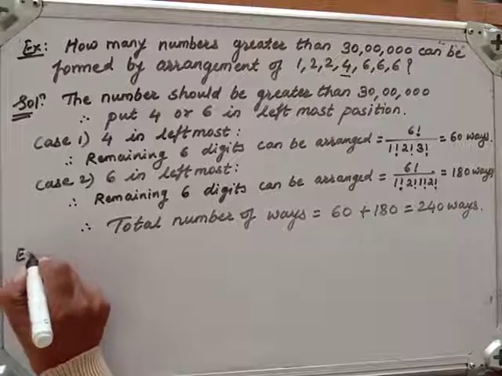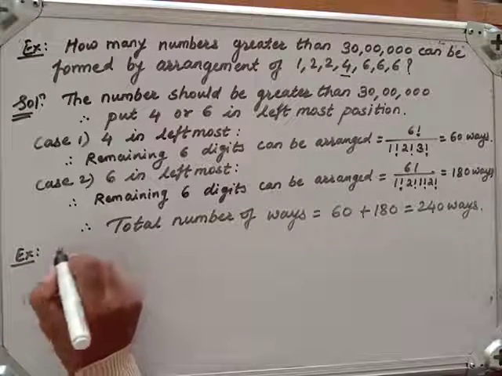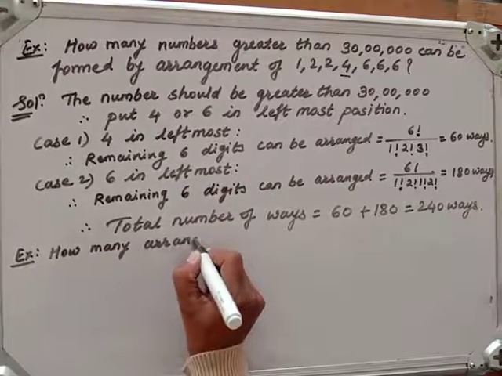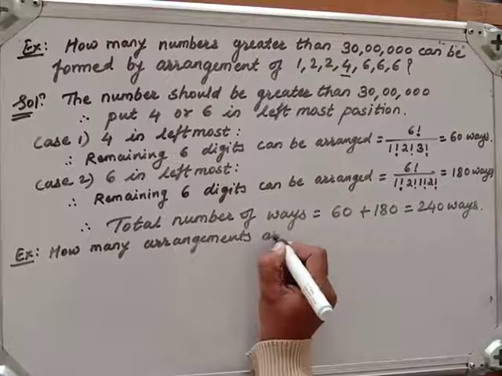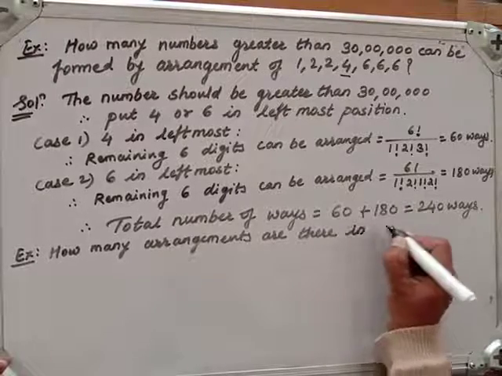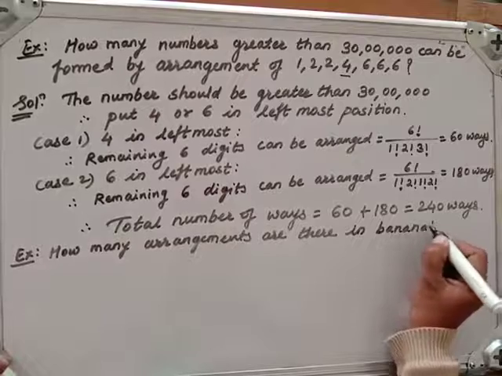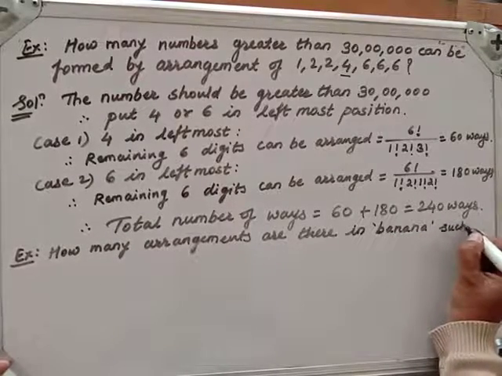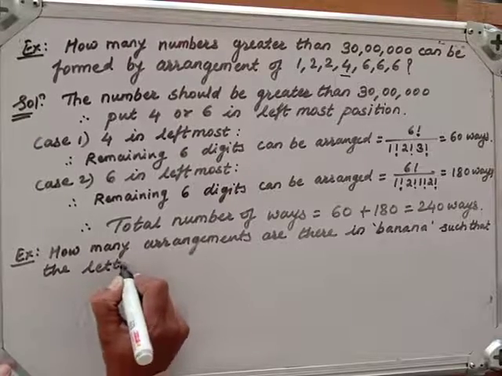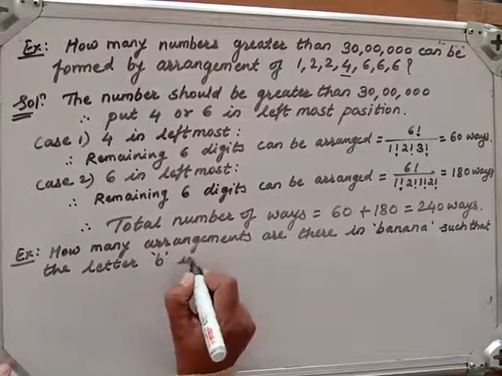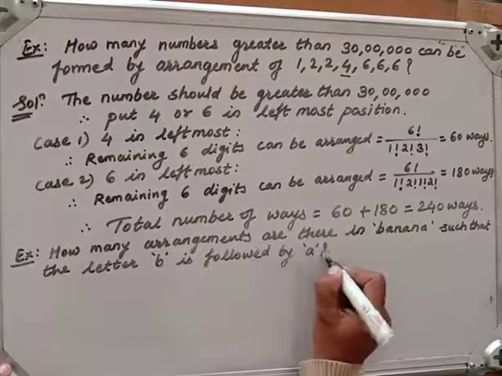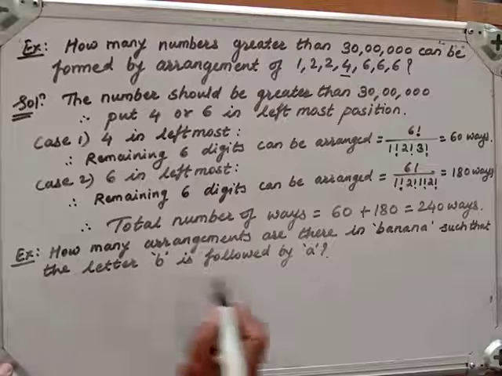Now let me take one more. Suppose example, how many arrangements are there in the letters of BANANA such that the letter B is followed by A. B is followed by what? A. Means what? B and A should be together.